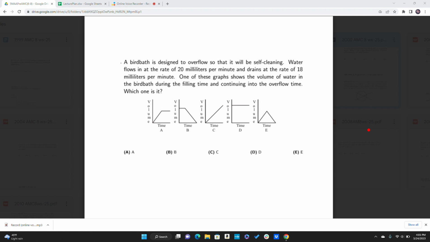All right, so we're looking at a graph that shows a bird bath filling, right? It's got a filling time and then an overflow time. And the reason it overflows is because the bird bath gains water at 20 milliliters per minute and loses water at 18 milliliters per minute. So it's always getting more water than it's losing. So when it reaches its filling capacity, it's going to start to overflow. Here's my pretty little bird bath. That is water.